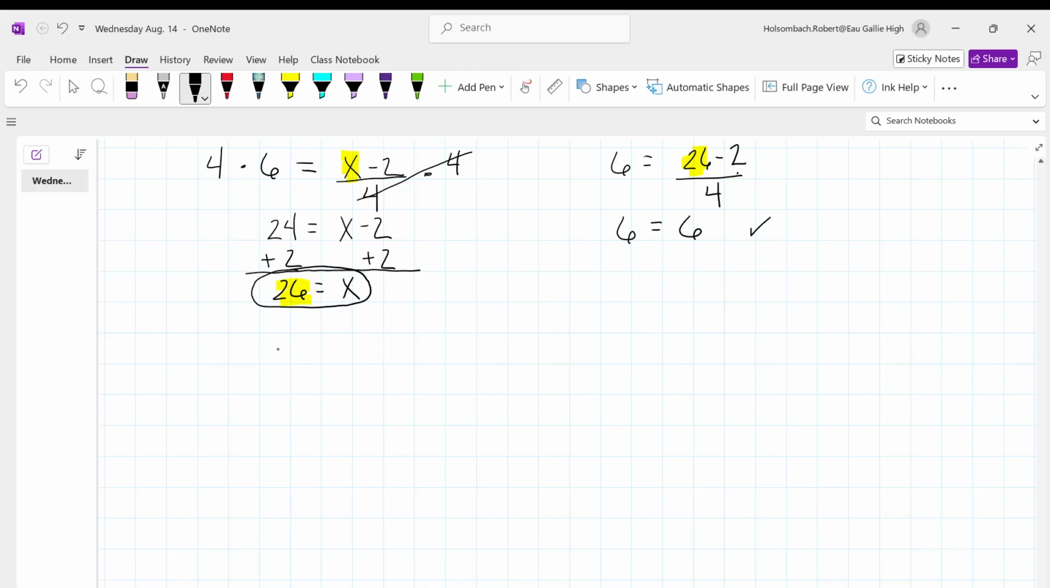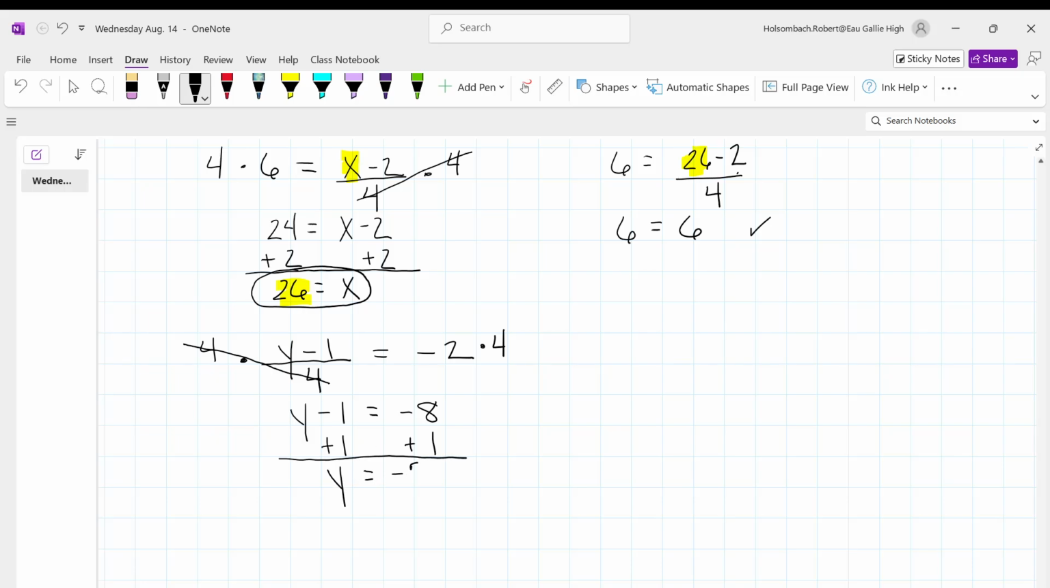Next, y minus 1 over 4 equal to negative 2. What's the first step here? Very good. Multiply both sides by 4. These 4s cancel. Our y minus 1 is equal to negative 8. Add 1 to each side. And y is equal to negative 7.